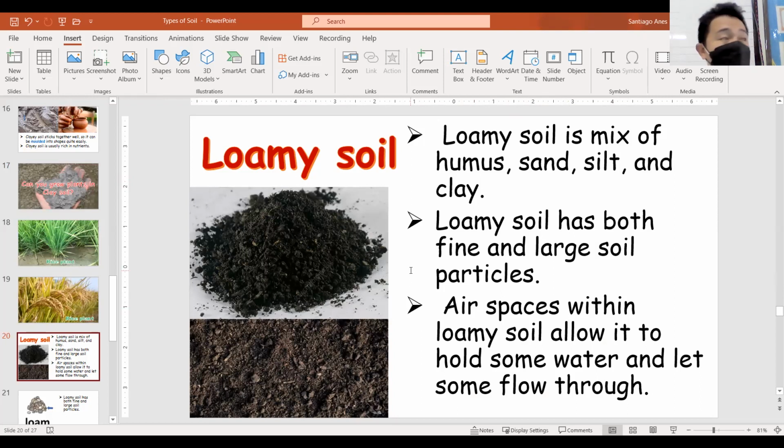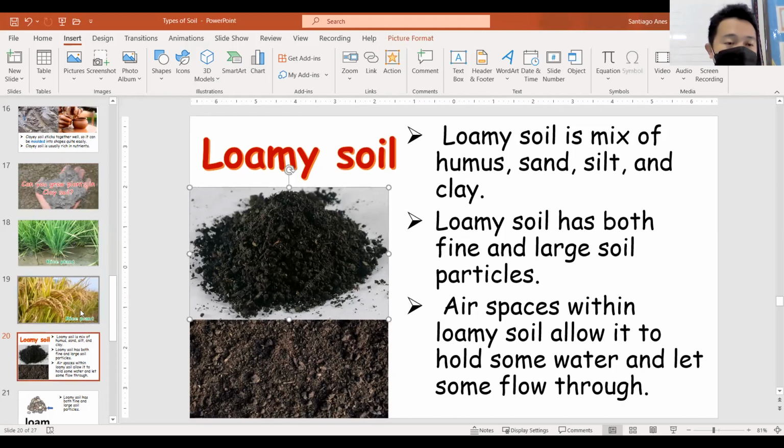Loamy soil has both fine and large soil particles. So there are small and there are big, the smallest, mixed in loamy soil. Air spaces within loamy soil allow it to hold some water and let some flow through. So that is the reason why this soil is good. It can hold water for some time and it allows the water to pass through also. So loamy soil is the best soil for planting.